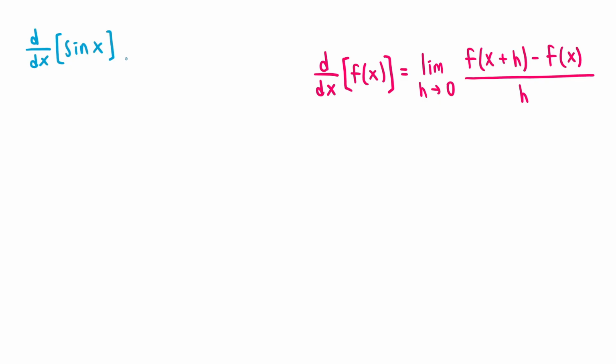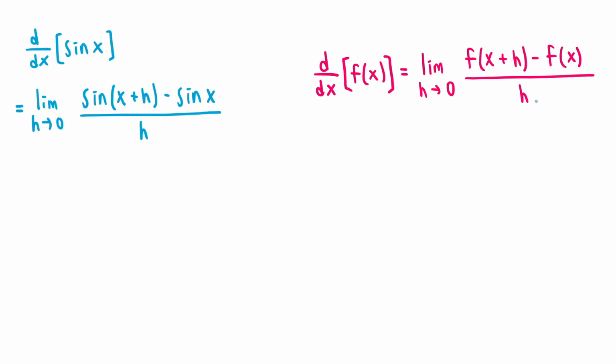Recall that the limit definition of the derivative for a function f of x is d by dx of f of x is equal to the limit as h approaches 0 of f of x plus h minus f of x, all divided by h. If we apply the limit definition of the derivative for the function sine of x, then d by dx of sine of x is equal to the limit as h approaches 0 of sine of x plus h minus sine of x, all over h.